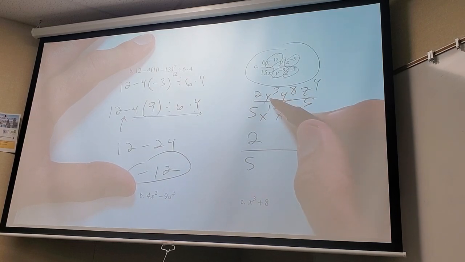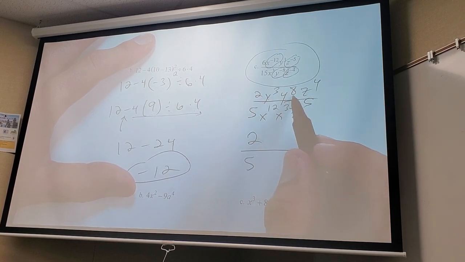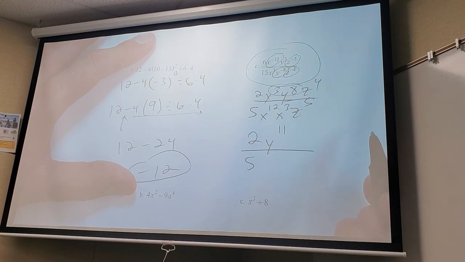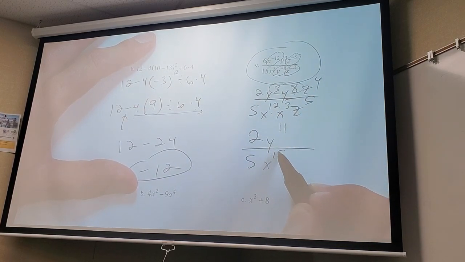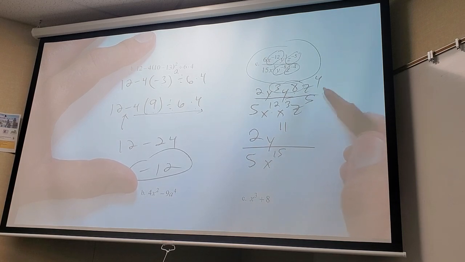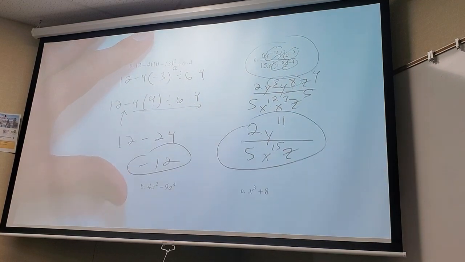Is that a y? Yes, okay. I get y cubed times y to the 8th. Y to the 11th, is that cool? 3 plus 8. X to the 15th, and then how many z's cancel? 4. How many are left? Where? Done. Okay.